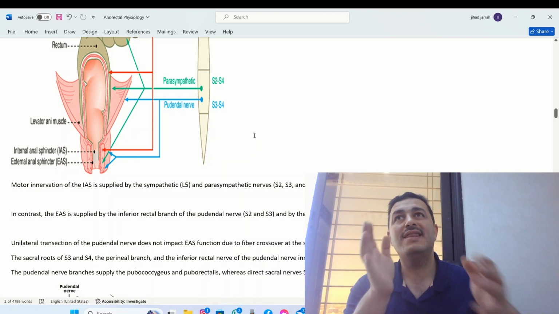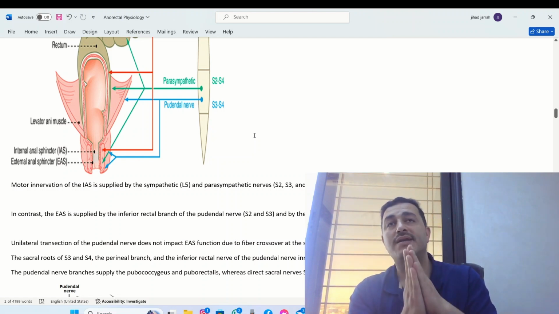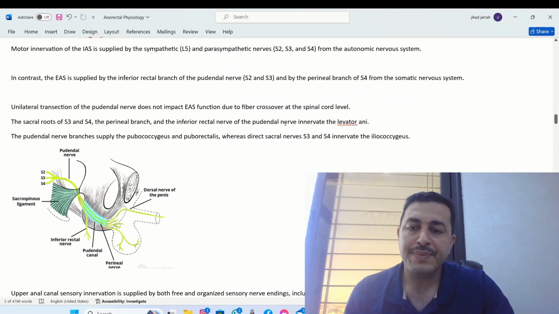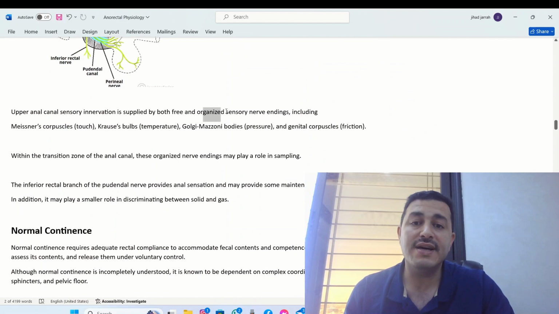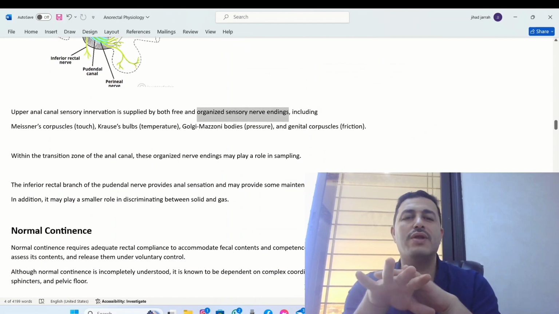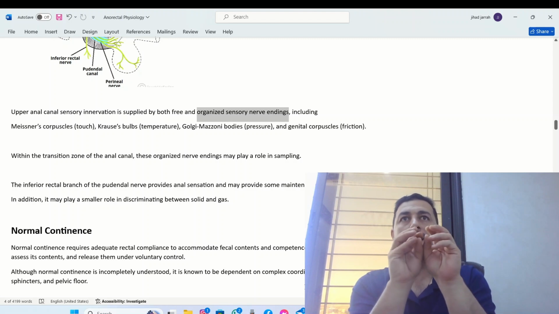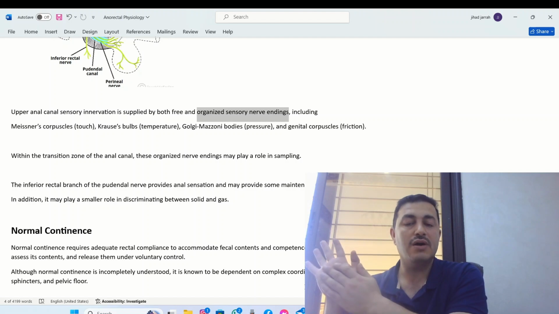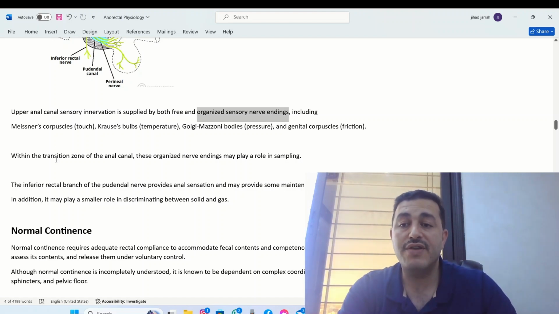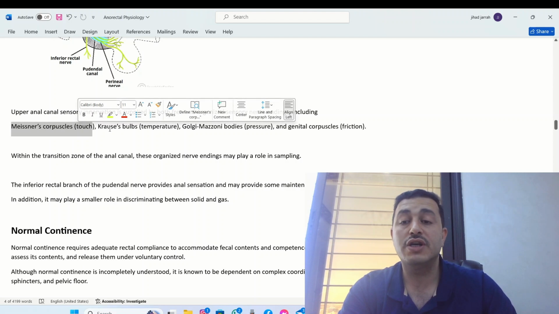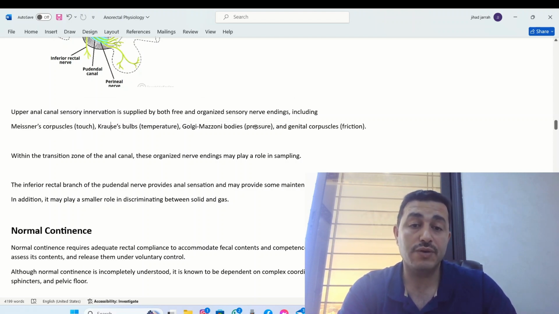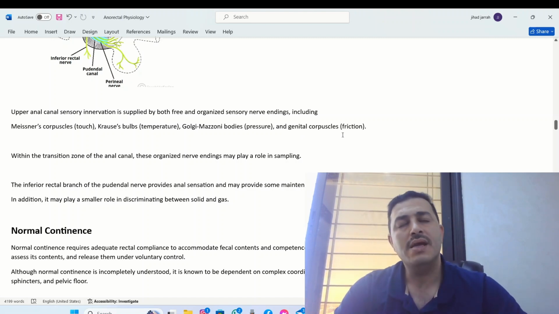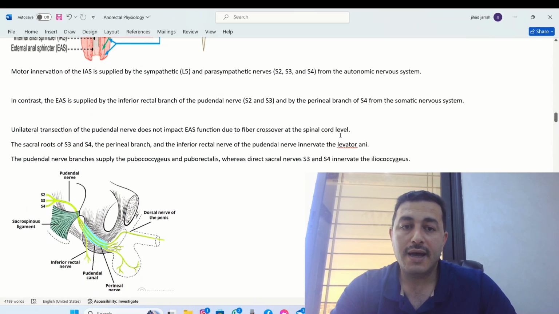It's nice to mention that in the distal rectum and the proximal anal canal, we have what we call the organized sensory nerve endings. These are similar to those present in the skin. These organs transmit the information to the autonomic nervous system. For example, we have the Meissner corpuscle for touch, Krause for temperature, Golgi for pressure, genital corpuscle for friction. These are present in the rectum and the proximal anal canal.